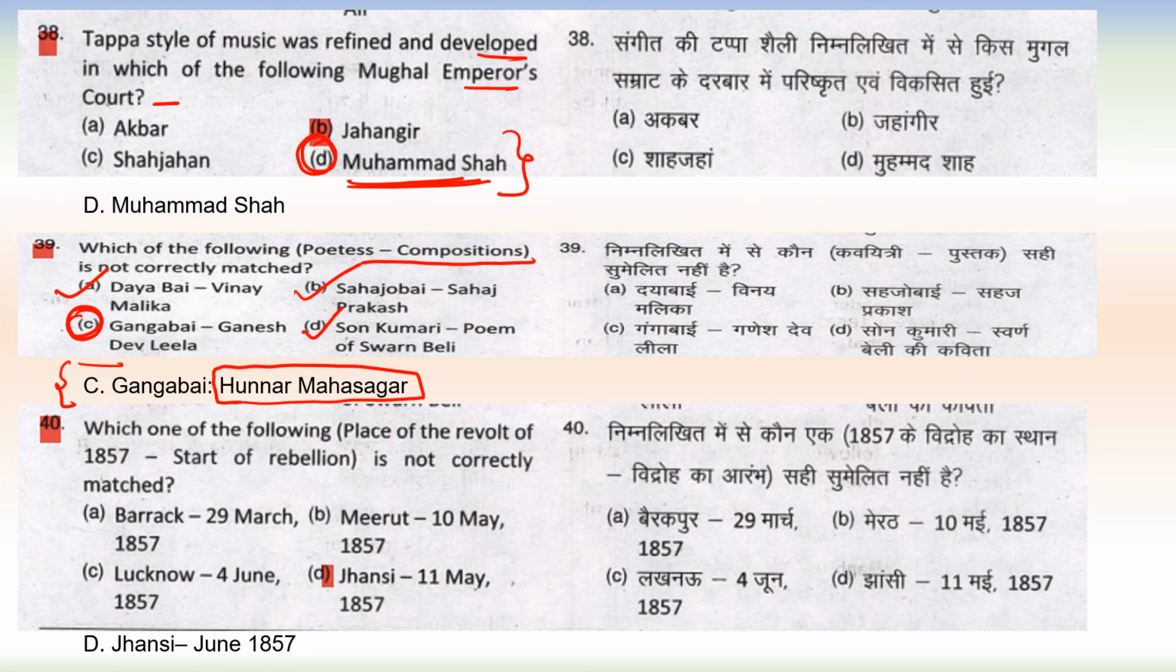Next one. Which one of the following place of the revolt of 1857, start of rebellion, is not correctly matched? Barak, 29 March 1857, correct. Meerut, 10 May 1857, this is also correct. Lucknow, it is started on 4th June 1857, correct. Jhansi, the revolt was started in June, not in May, June 1857. So this is not correctly matched, that's why D is our answer.